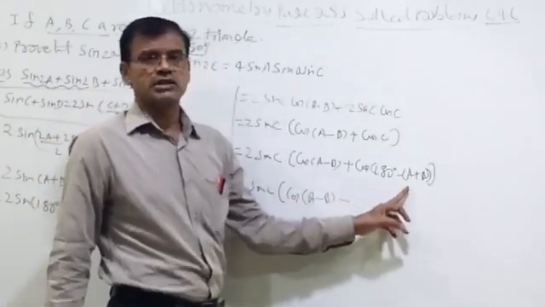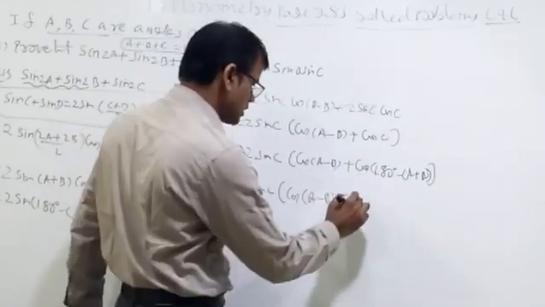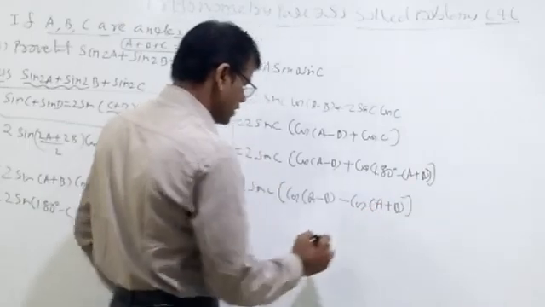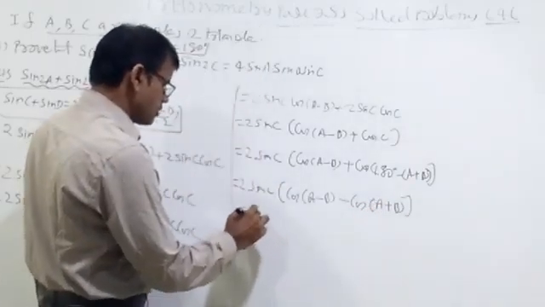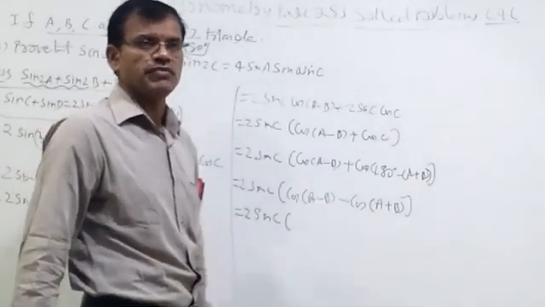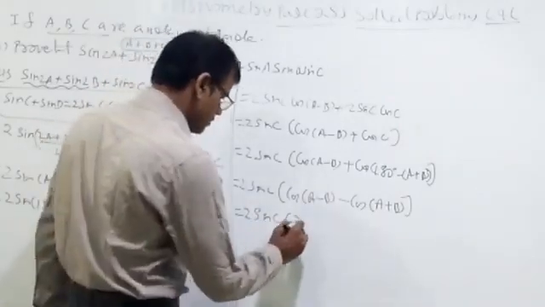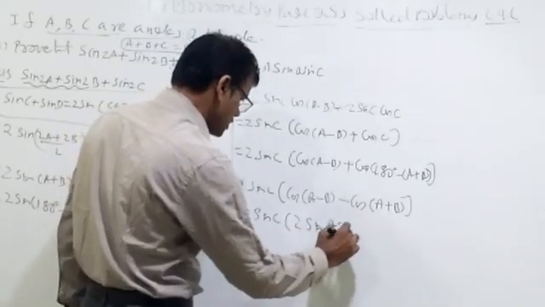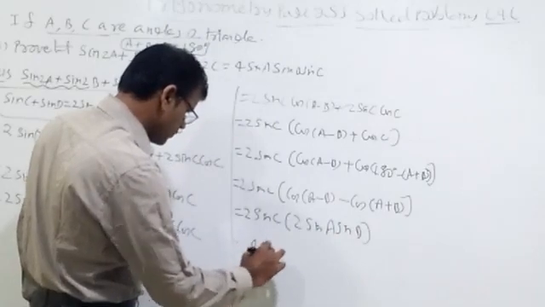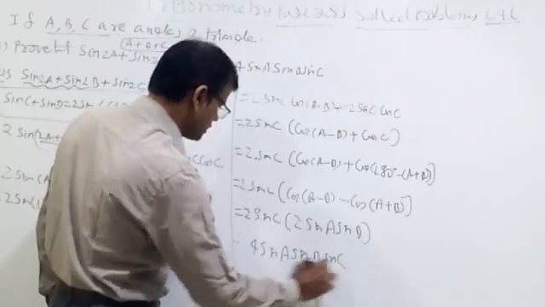That is equal to 2 sin C into cos of (A minus B). Students, cos (180 minus theta) becomes minus cos theta. So write like this: cos of (A minus B) minus cos of (A plus B). In the transformation formulas we have learnt the fifth formula, cos of (A minus B) minus cos of (A plus B) gives 2 sin A sin B. Therefore multiplying, 2 twos are 4, so 4 sin A sin B sin C.